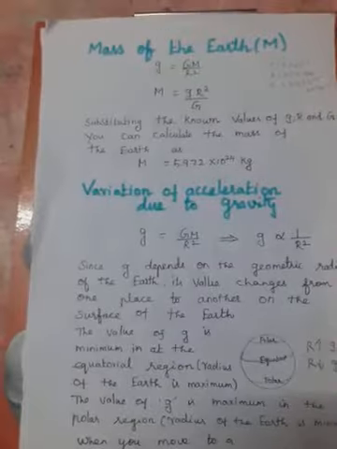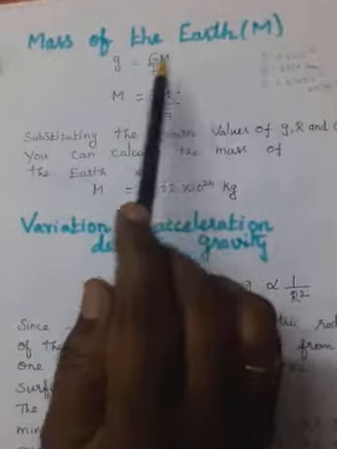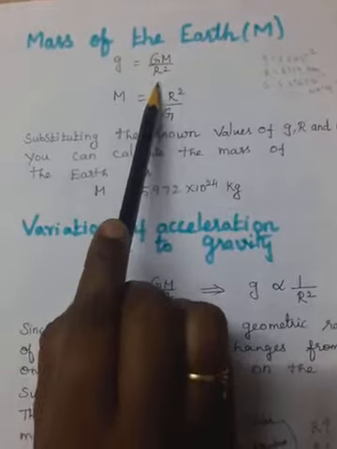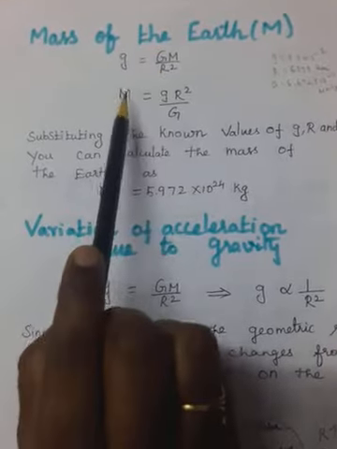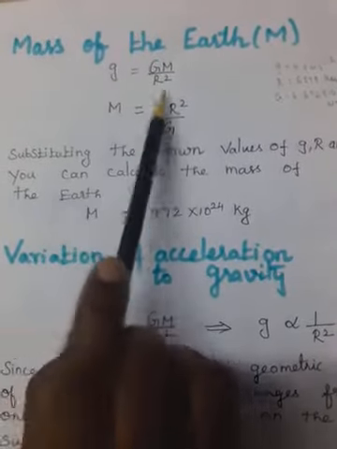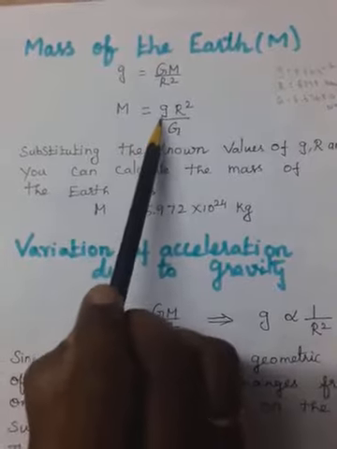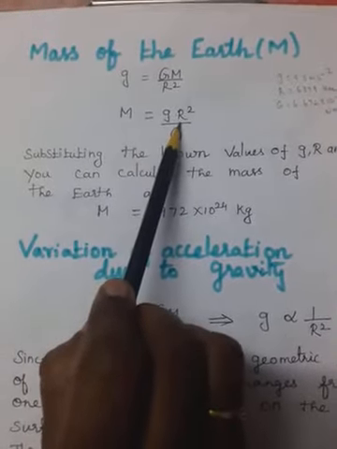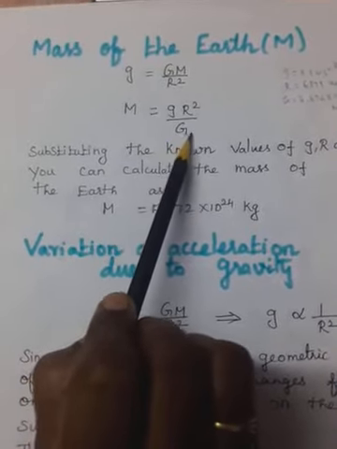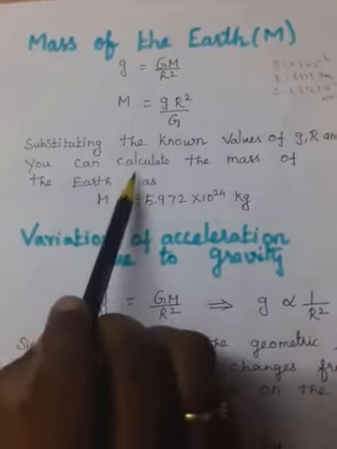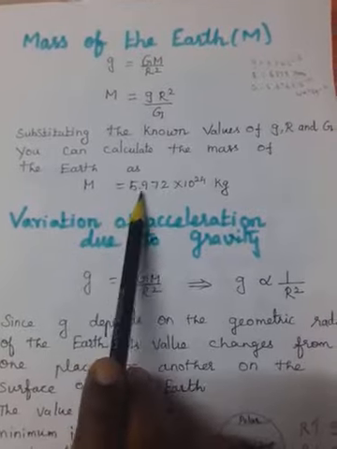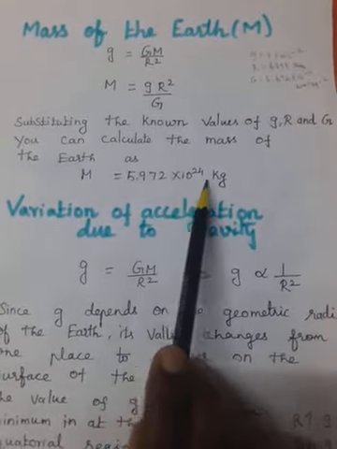Next, the mass of the earth. From this equation, you already know g is equal to G M by R squared, isn't it? So from this equation we can obtain the value of M. So M is equal to g R square by G. You already know the values of g, 9.8, the radius of the earth, that is 6378 kilometer, and G, 6.674 into 10 to the power minus 11. Substitute the values and you can calculate the mass of the earth as M is equal to 5.972 into 10 power 24 kilogram.